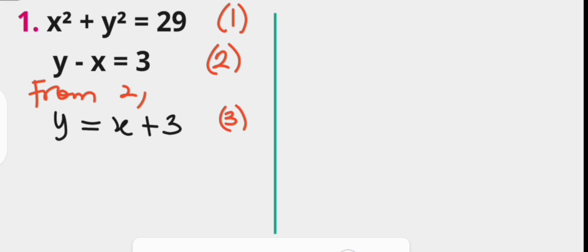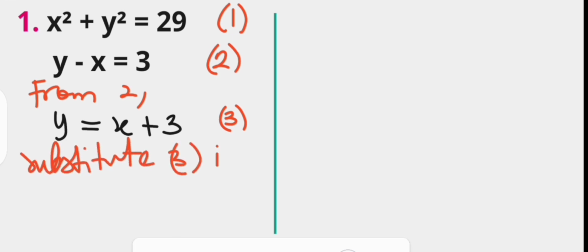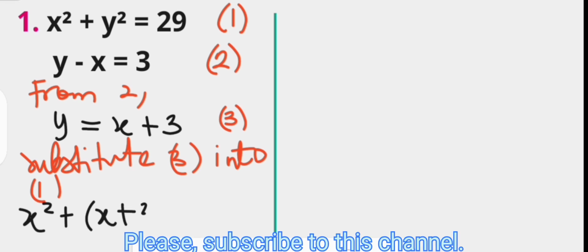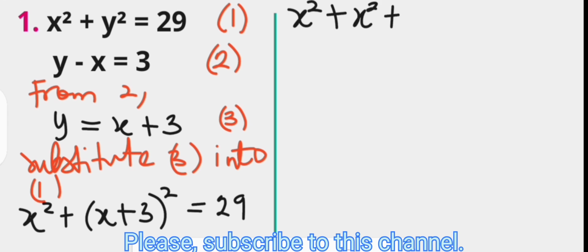Using the substitution method, we are going to substitute this equation 3 into the one that we have not touched. This means that wherever y comes up in equation 1, we are going to put x plus 3, making equation 1 become x squared plus (x plus 3) all squared equals 29. Then the bracket is opened. We expand it to give x squared plus x squared plus 6x plus 9, and on the right hand side, we've got 29 still.